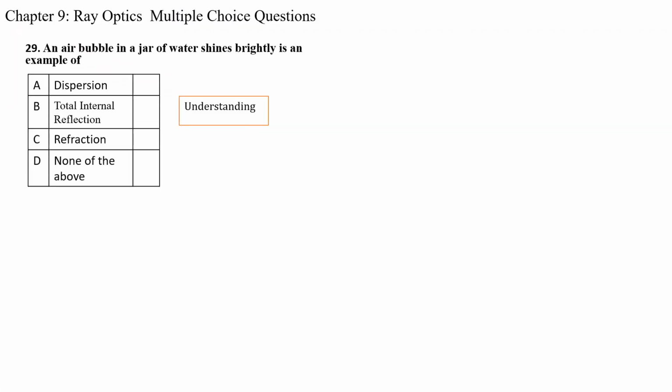Next question. An air bubble in a jar of water shines brightly is an example of: option A, dispersion; option B, total internal reflection; option C, refraction; option D, none of the above. So you have to examine and understand the phenomenon of shining of an air bubble in a jar of water. It is an example of total internal reflection. Please lock option B. Option B is the correct answer.